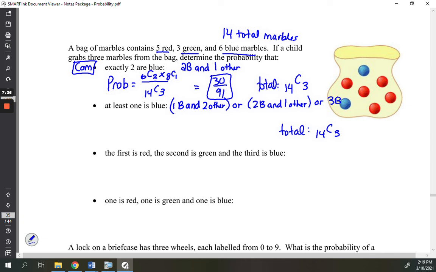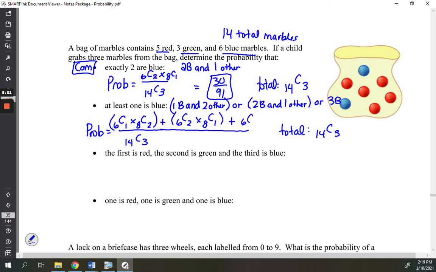So then we're going to write it out. For my probability, on the top, 1 blue, there's 6 blue marbles, I need to choose 1 of them. And there's 8 other marbles, I'm going to need to choose 2 of them. Or I need 2 blue marbles out of the 6 and 1 other marble. Or I need all 3 blue marbles out of those 6. And then just be careful typing that into your calculator. When you simplify that, you should get a final answer of 11 over 13.